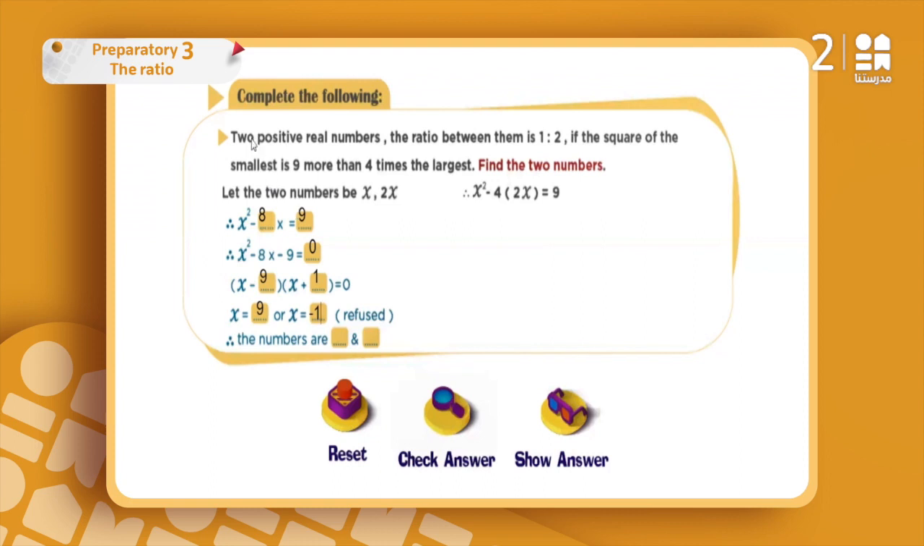As we said, two positive real numbers, so x equals negative 1 is refused. Now the numbers are 9 as x and 18 as twice x. Let's check the answer. Now the answer is correct.